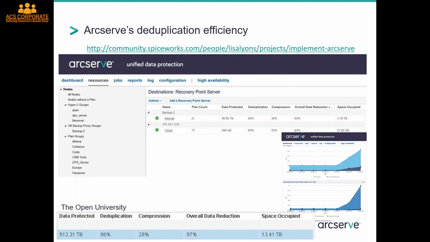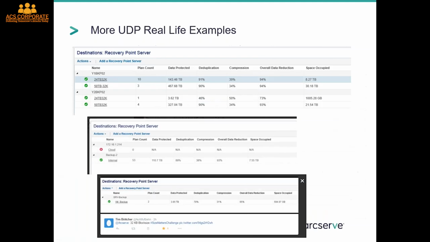So again, these are proven stats. We've got success stories with these customers, and you can actually get this information publicly from our website. So we're not making anything up here.